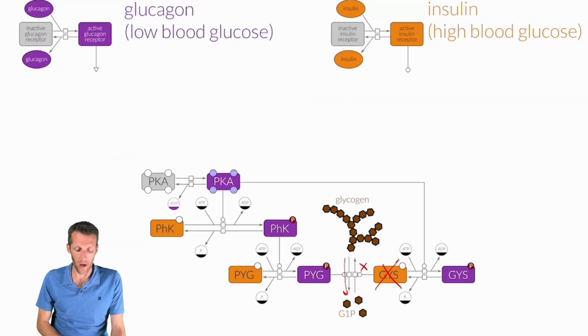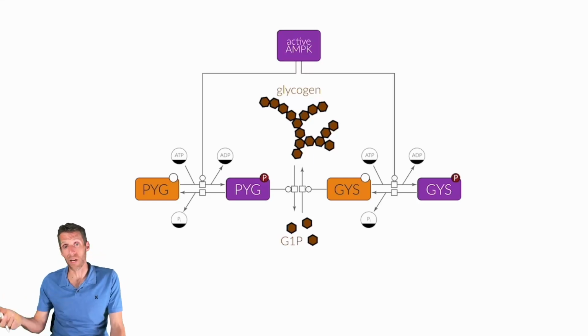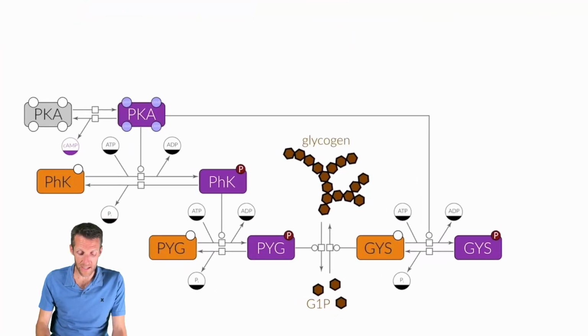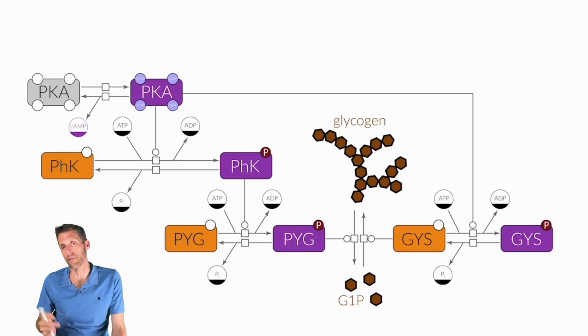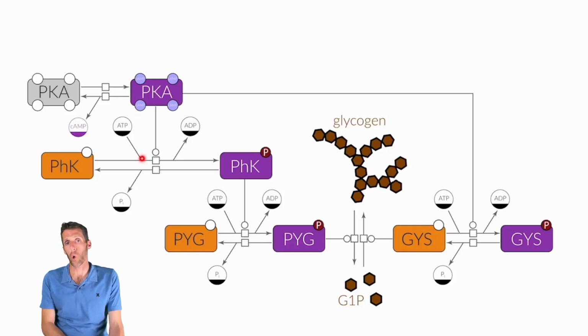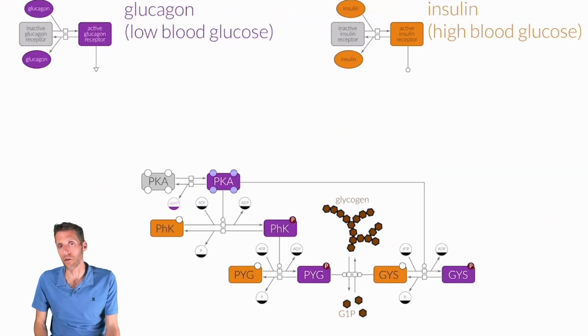All right. Now, this hopefully looks familiar because we just did it with AmpK. Remember, AmpK does the same thing. AmpK is working directly on PYG and GYS. With pKa, we're seeing the same pattern, but we now have this indirect step. We go through this PHK thing in the middle. Okay. We stretch. We're going to make another layer.